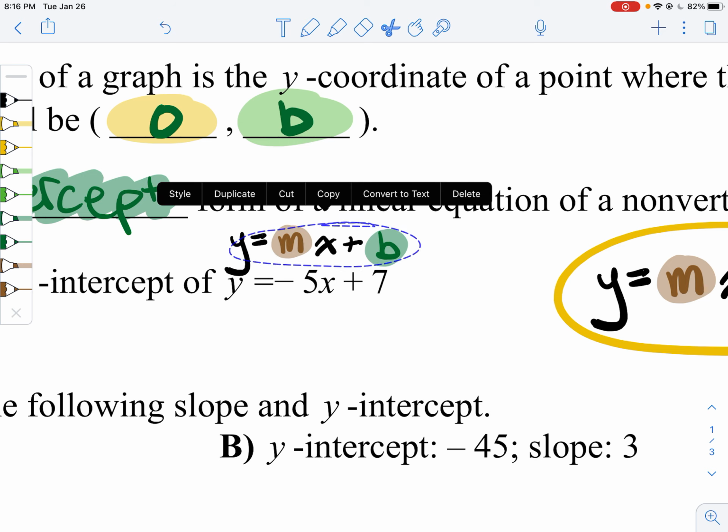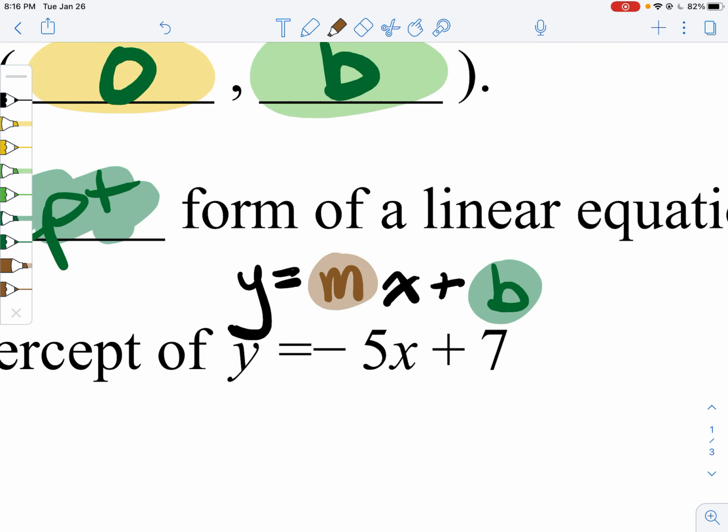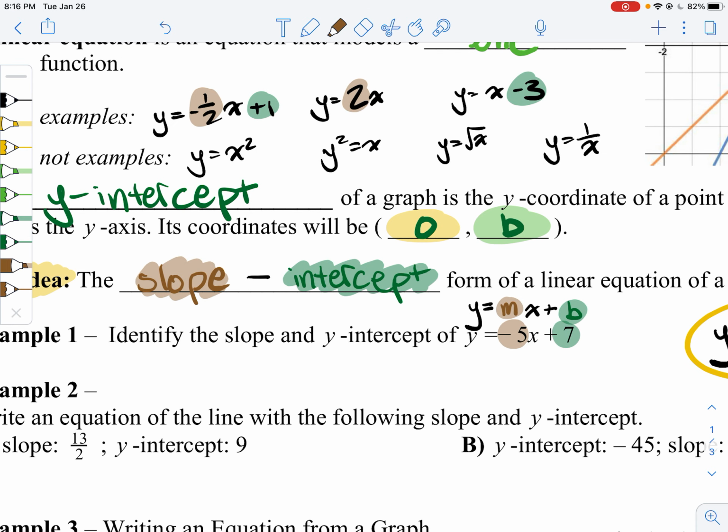Oh, hey, look, that's in that same pattern. How convenient is that? We've got y equals, our m is -5. Our b is 7. Super duper. So what is our slope? Our slope is -5. And what is our y-intercept? Our y-intercept is 7. That's it. End of problem. Those go fast.